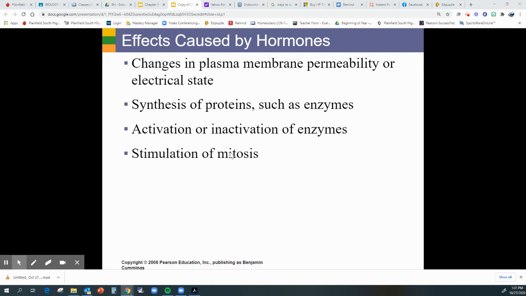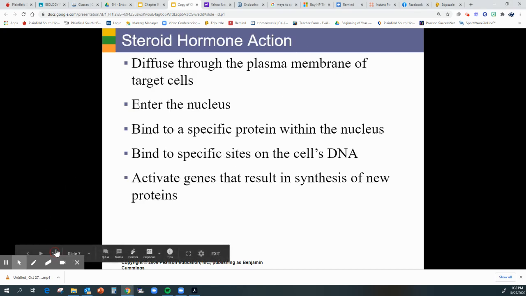And then they can also stimulate the process of mitosis. This is one of the reasons why, with cancers, some of the newer cancer research is being developed to look at specific hormone activation. Because if we can't switch on or switch off mitosis, that could be one of the issues that we have going on here.